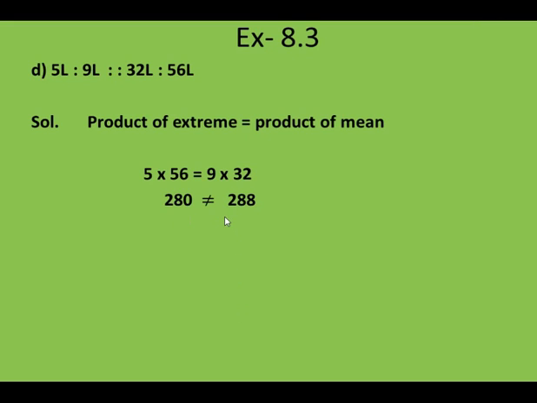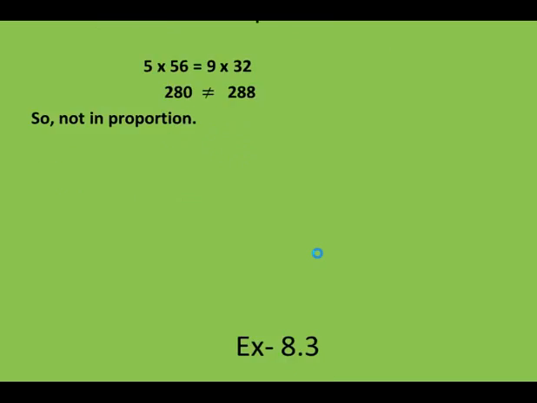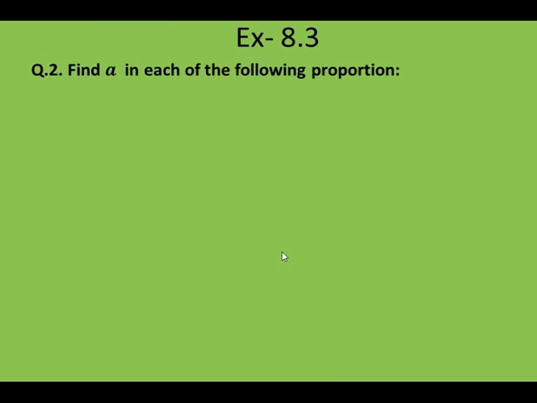So the product is not equal. 280 is not equal to 288. So we can say that they are not in proportion. Then we are having question number 2. So A is to 85, proportion 57 is to 95.